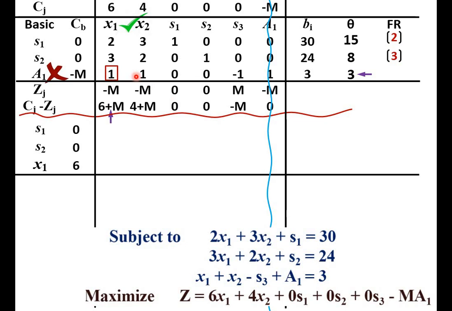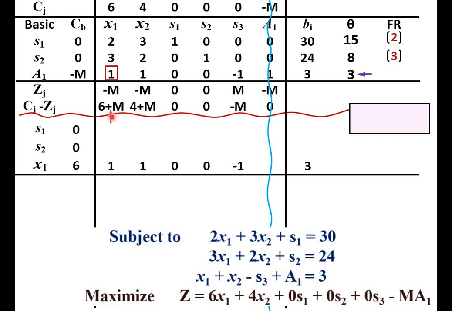Now first convert the key row, and that is dividing by key element. Here key element is 1, so there will be no change in the value. So I can write third row as it is. Now convert first and second row with the help of the fraction ratio. So let's start the first row.